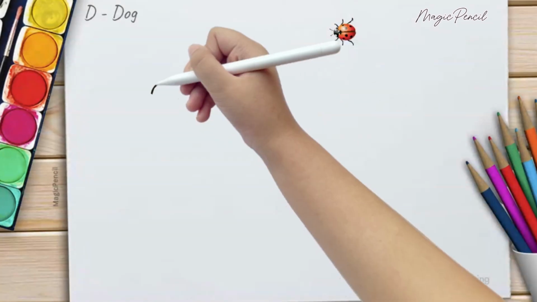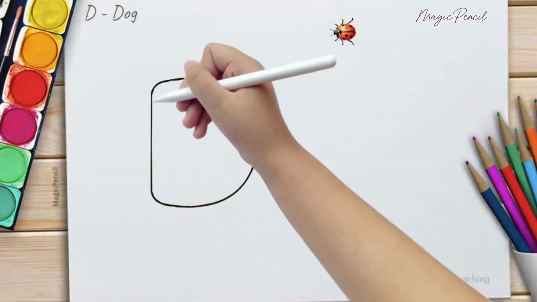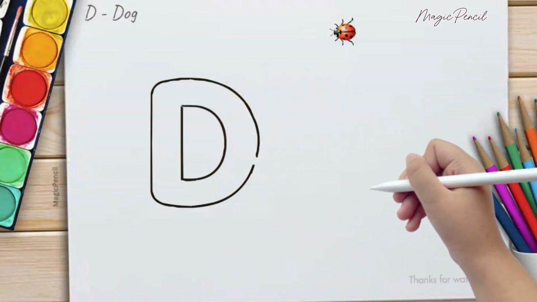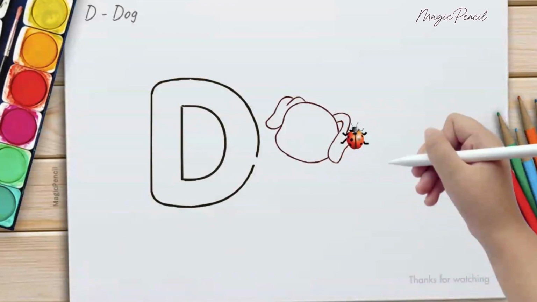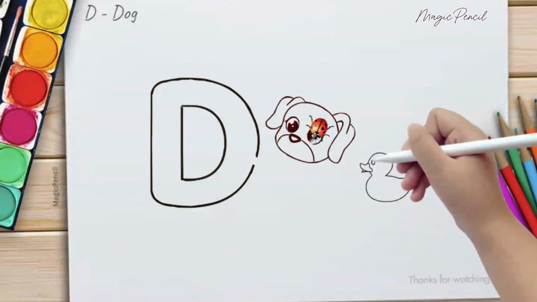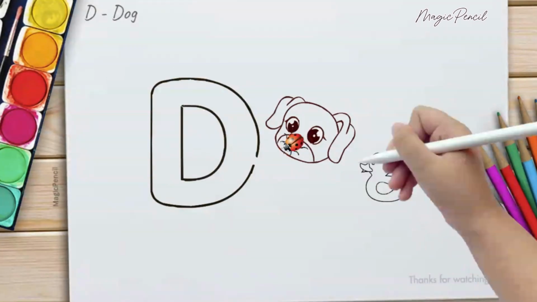Let's get started. Old MacDonald had a farm, E-I-E-I-O. And on his farm he had a pig, E-I-E-I-O. With a oink here and a oink there, here oink, there oink, everywhere oink. Old MacDonald had a farm, E-I-E-I-O.